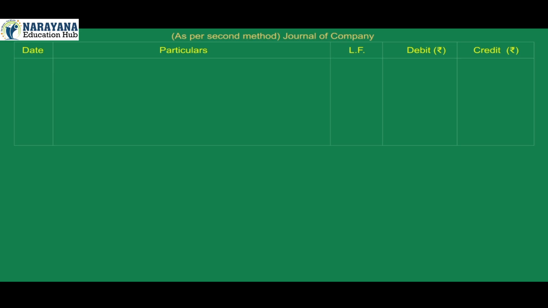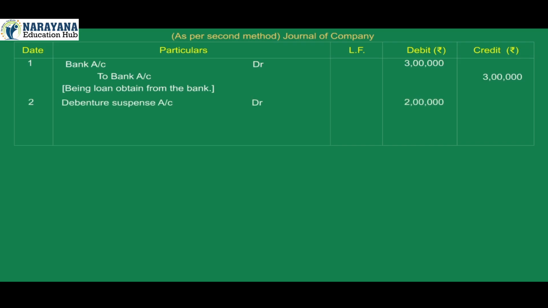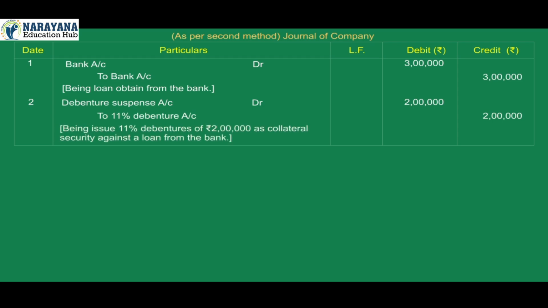Journal of company. Date. Particulars. Ledger folio number. Debit. Credit. 1. Bank account debit 3 lakh to bank account credit 3 lakh, being loan obtained from the bank. 2. Debenture suspense account debit 2 lakh to 11% debenture account credit 2 lakh, being issue 11% debentures of Rs 2 lakh as collateral security against a loan from the bank.